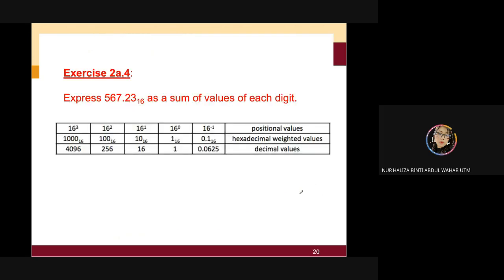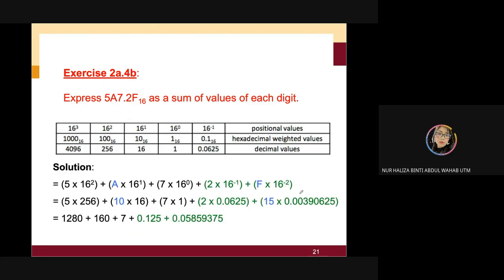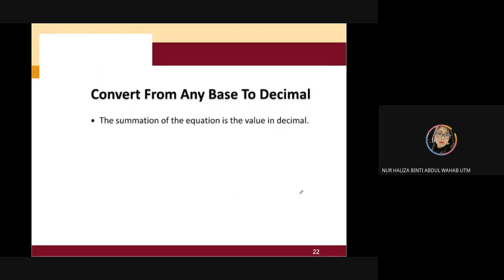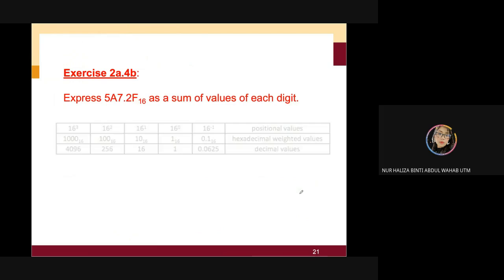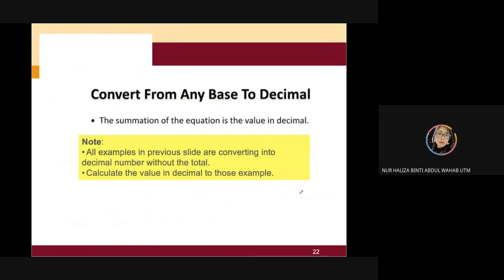Okay, you can also try this example. Now you already know about the representation of the value for each base number system. And now you're going to go to the conversion, which is the one I already taught you. You will convert any base to decimal, which is the one that I shared with all of you. In the previous example, there is no total, so you need to calculate all the decimals.